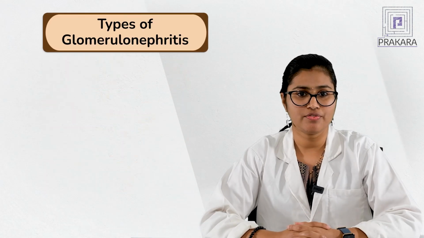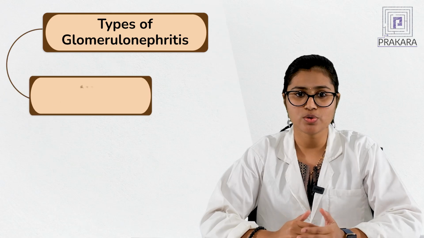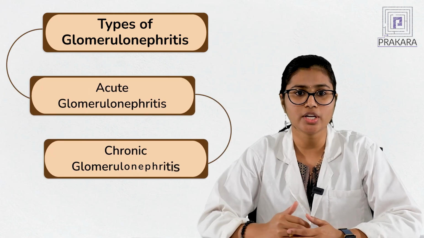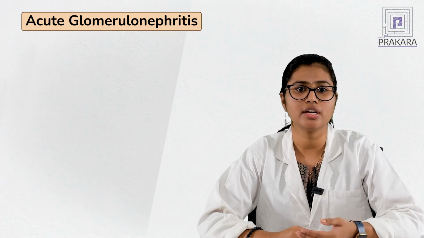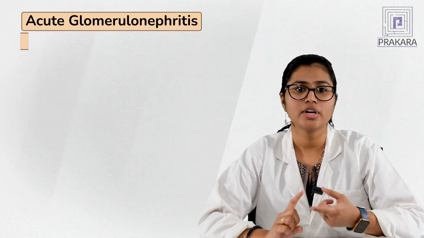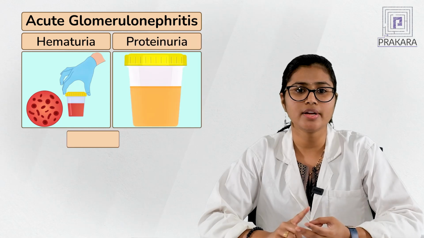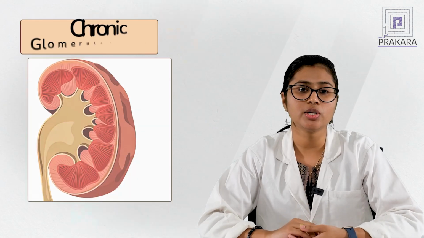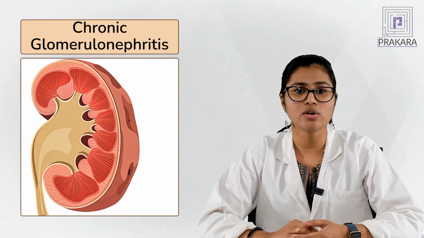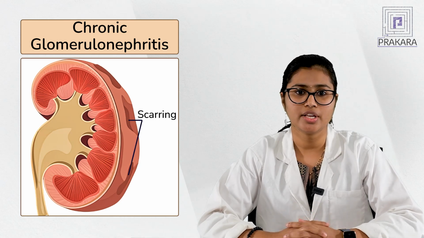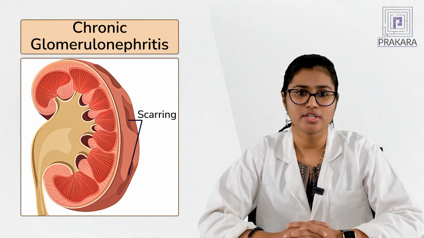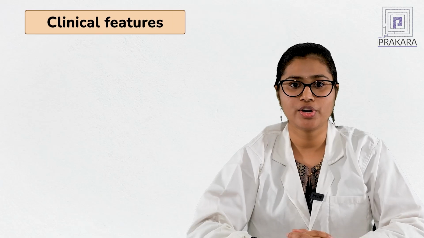Types of glomerulonephritis. In this we have acute glomerulonephritis and chronic glomerulonephritis. In acute glomerulonephritis, clinical features start suddenly, with sudden onset of hematuria, proteinuria and azotemia. In chronic glomerulonephritis, it is a long-standing inflammation which leads to scarring of the kidney. That is chronic glomerulonephritis.